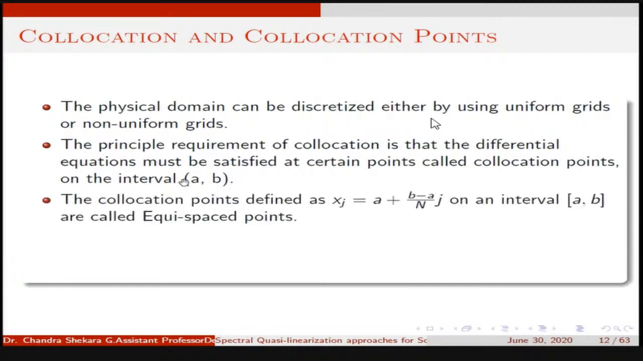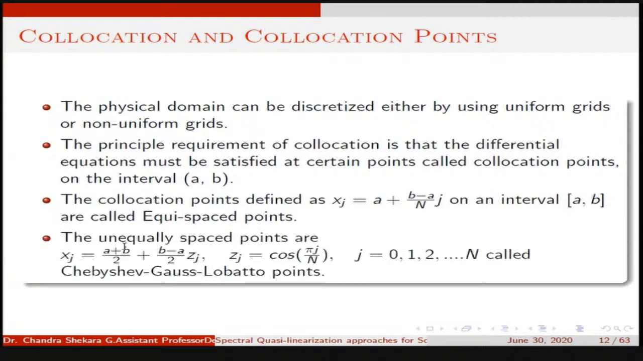So how to discretize this interval AB? We can use collocation points like this: xj is a plus (b minus a) by n into j in the interval AB. So these points have an increment of (b minus a) by n into j every time, and we'll get equi-spaced points. Or we can discretize by using unequally spaced points, as given: xj is (a plus b) by 2 plus (b minus a) by 2 times zj.